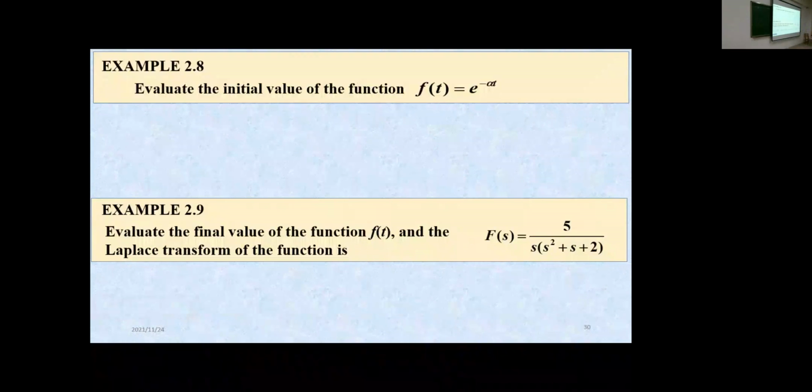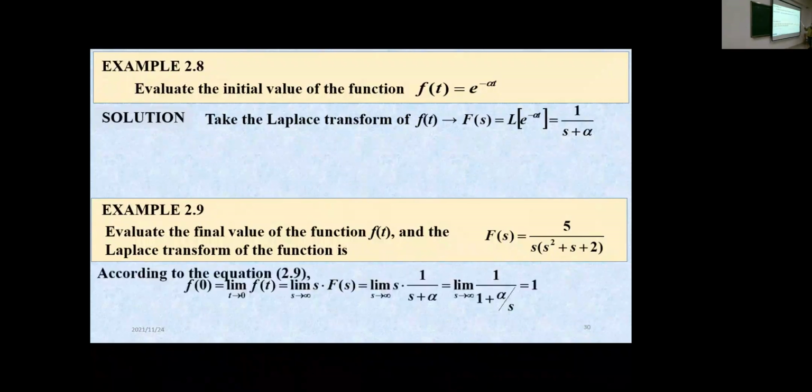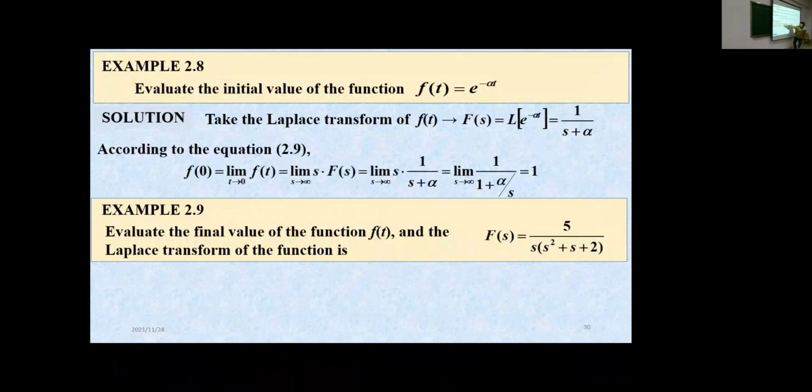First, take the Laplace transform, of course, and then you come to this, right? You can find it in the table. Okay? Then if you want to take the limit of f(t) as t tends to 0, change it into the s domain: s tends to infinity, s times F(s). And then these two together, we get s times 1 divided by s plus alpha, and s tends to infinity.